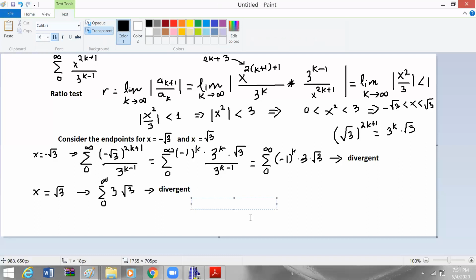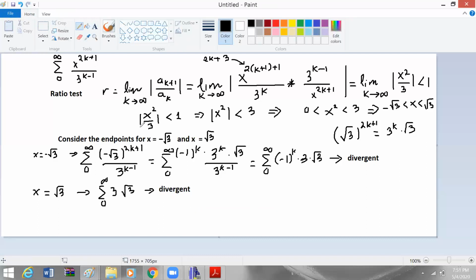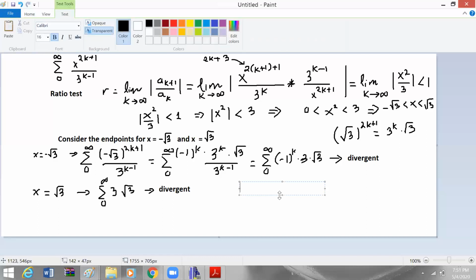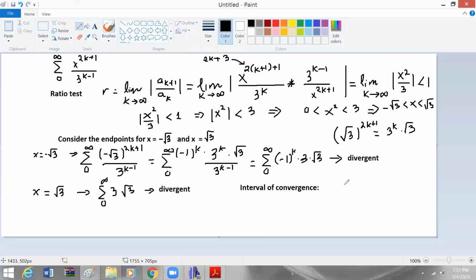So what we can tell is that the radius of convergence is radical 3, and the interval of convergence is the open interval between negative radical 3 and positive radical 3, with both endpoints excluded.